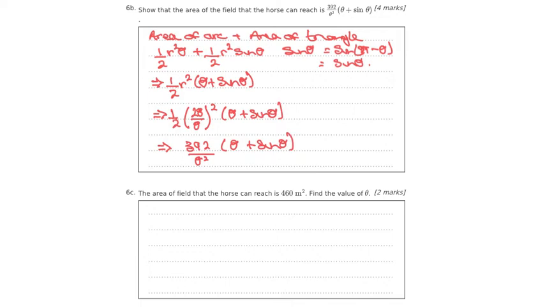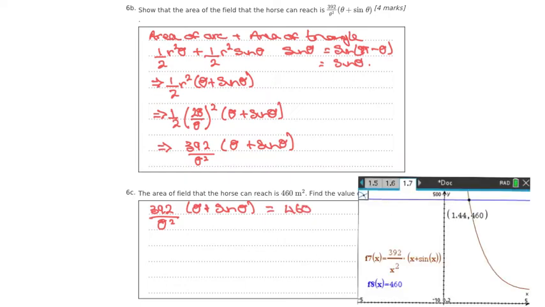6c, the area of the field that the horse can reach is 460 meters squared. Find the value of theta. In order to do this, we solve 392 over theta squared, theta plus sine theta equals 460. The way to do this is on your GDC. As you can see from your GDC, the value of theta is 1.44. So theta equals 1.44 radians.